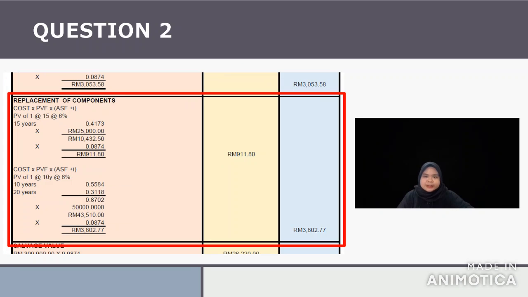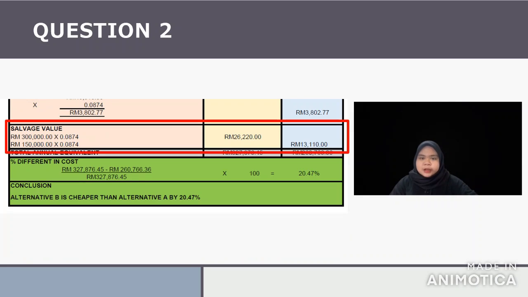Next is the replacement of the components, where the calculation steps are almost similar to major servicing. However, the only difference is the years and the cost. The figure here shows all the detailed calculations for the replacement of the components. Moving on to the salvage value, where the cost given needs to be multiplied by ASF plus I since the cost given is not annual. This calculation is similar to the calculation of initial cost. The only difference is the cost itself. And the figure here shows the detailed calculations for the salvage value.